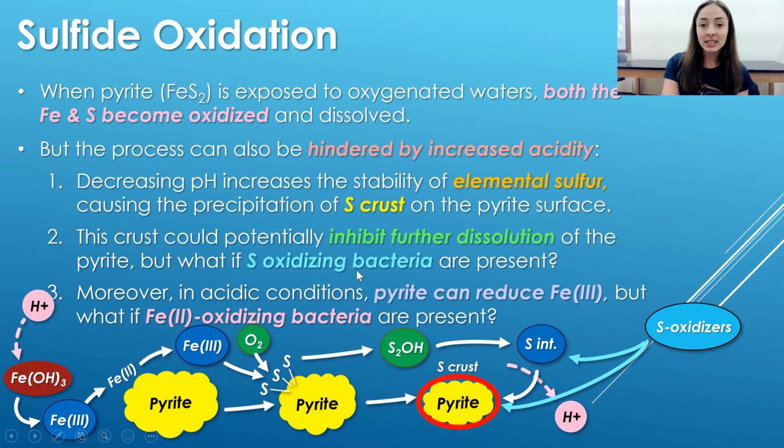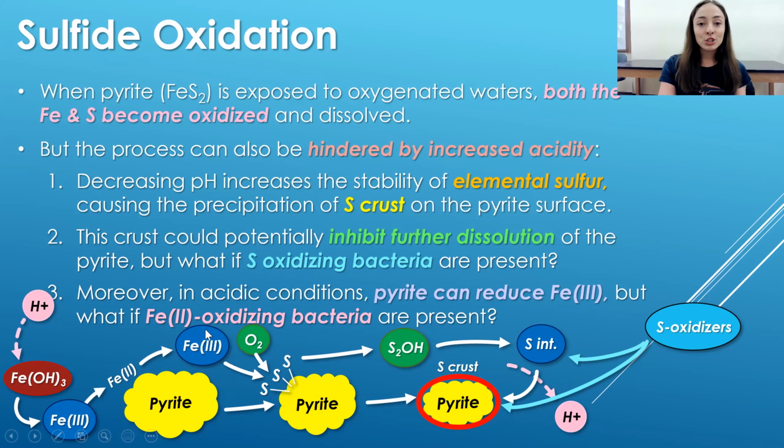Moreover, in acidic conditions, pyrite can reduce iron 3, so ferric iron can not only oxidize pyrite and dissolve it, but pyrite can also act to reduce ferric iron. And so it's kind of a trade-off mechanism where, okay, I give you an electron, but then someone has to take it, right? And so there's not only things getting oxidized, but also reduced in this process, and that's why they're called redox reactions. And because of this, pyrite's also reducing the ferric iron, and this can hinder the process of ferric iron oxidizing and dissolving pyrite.